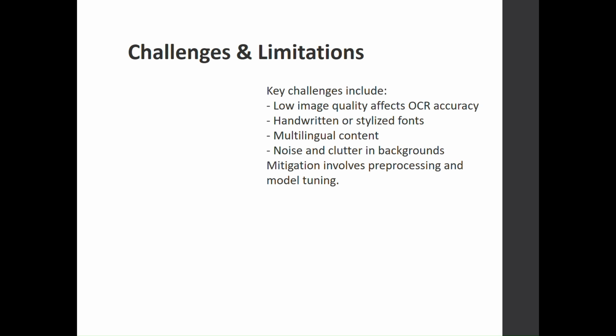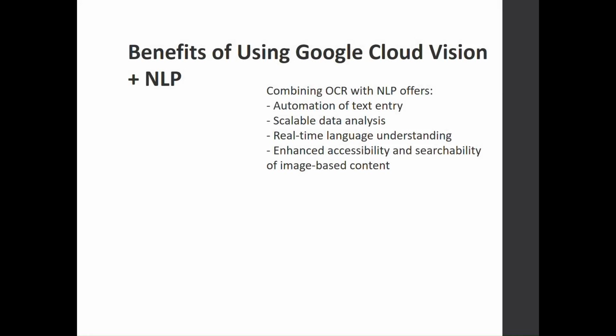Another challenge is handwriting. Printed text works great, but cursive or unusual handwriting can confuse the model. Multilingual documents can also be tricky, especially if languages are mixed within the same image. And finally, in NLP there is always the risk of misinterpretation. Sarcasm, irony, or domain specific jargon can throw off the sentiment or keyword detection. So, while the system works well in many cases, it's not 100% perfect and needs testing and adaptation for specific domains.